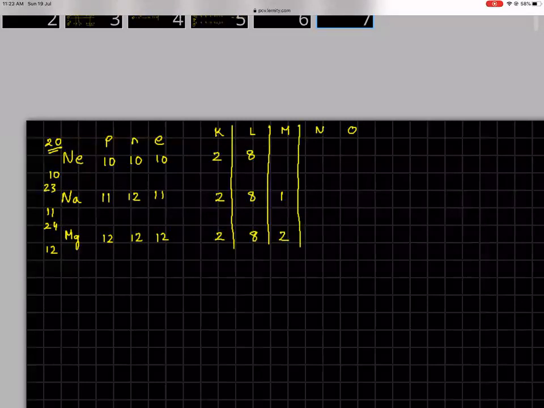Why did I say L shell 8 is houseful? 8 is houseful because any shell can have a maximum of 2n squared electrons. So that will become 2 into 2 squared. 2 into 2 squared is 2 into 4. So 2 into 4 is how much? 8. So it will have 8 electrons max. The moment 8 electrons come, it becomes houseful.